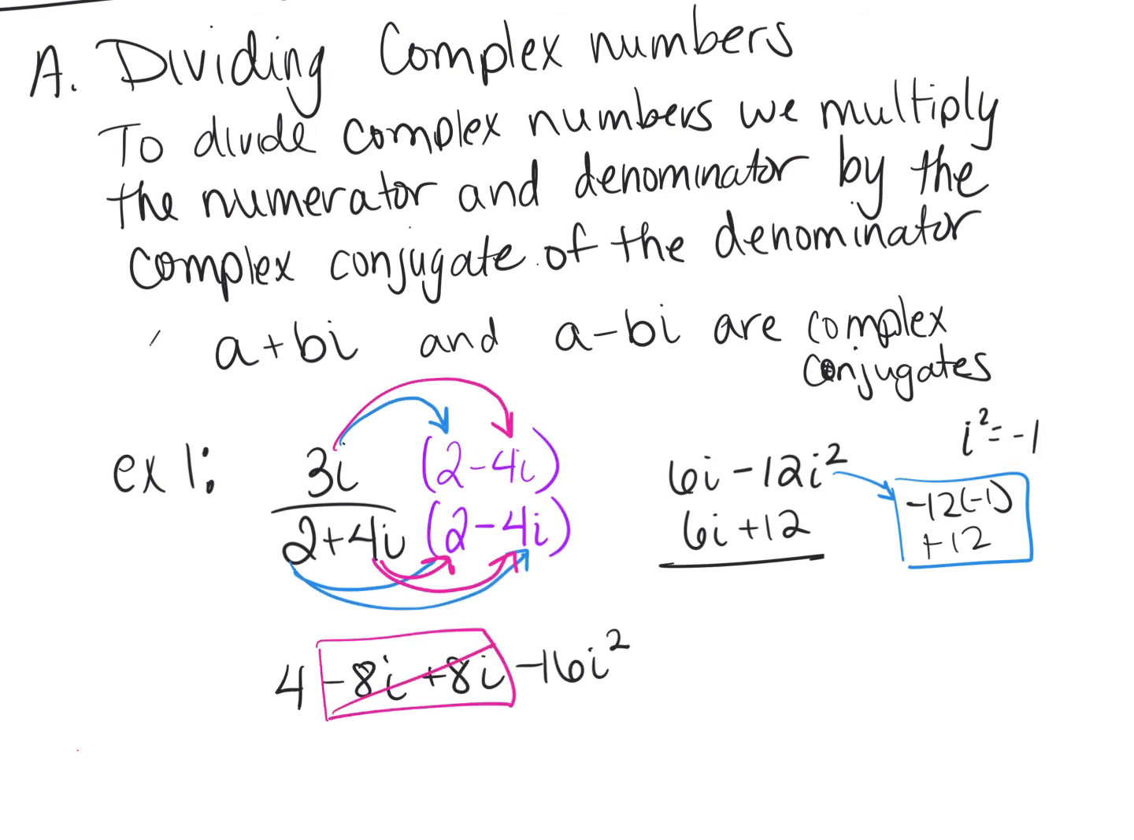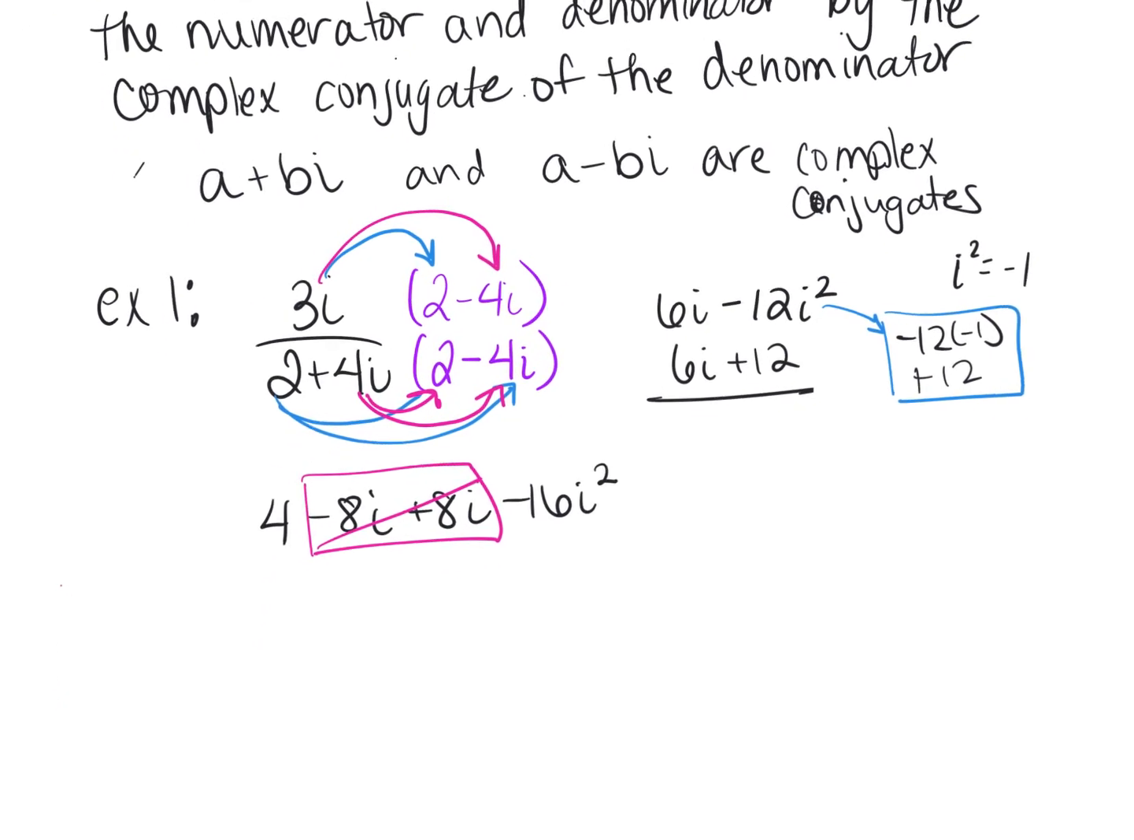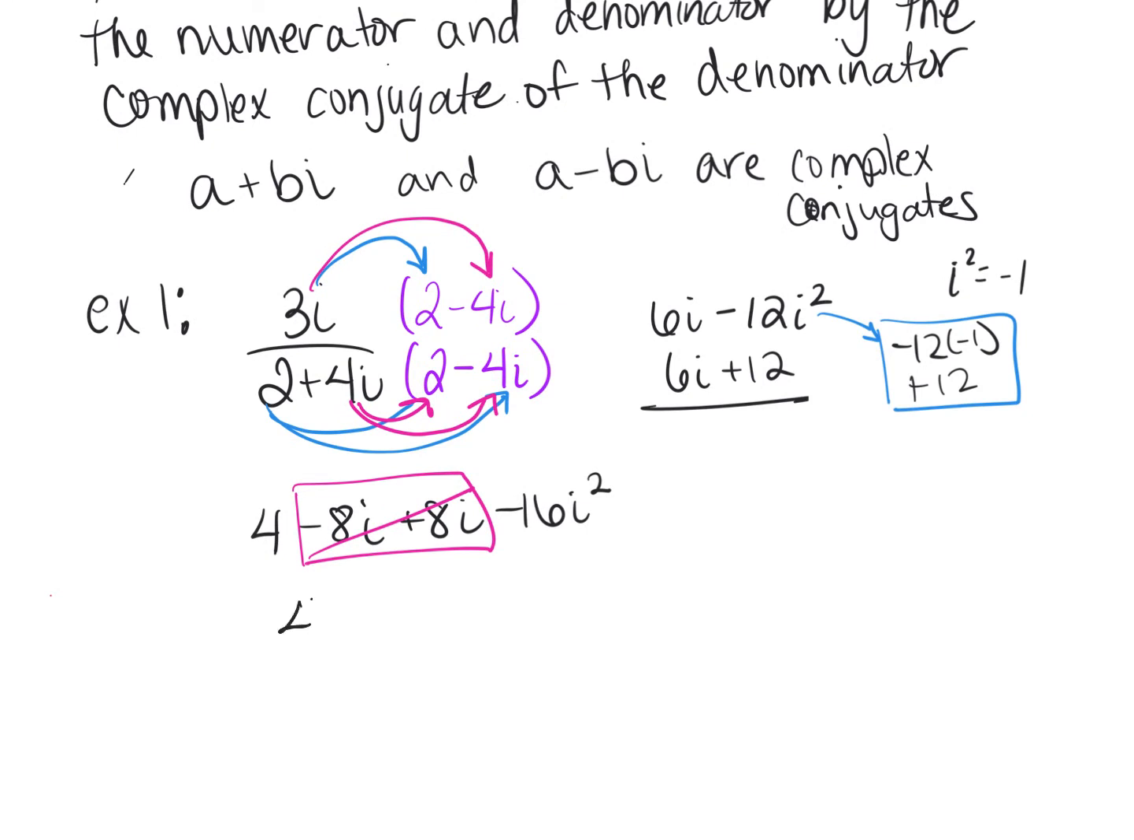That's why we're multiplying by the complex conjugate, because just like we can't have a radical in the denominator, we can't have imaginary numbers in the denominator. So many rules. 4 and then negative 16 times the negative 1, that is i squared, becomes plus 16, which is 20. So far, I have 6i plus 12 over 20.